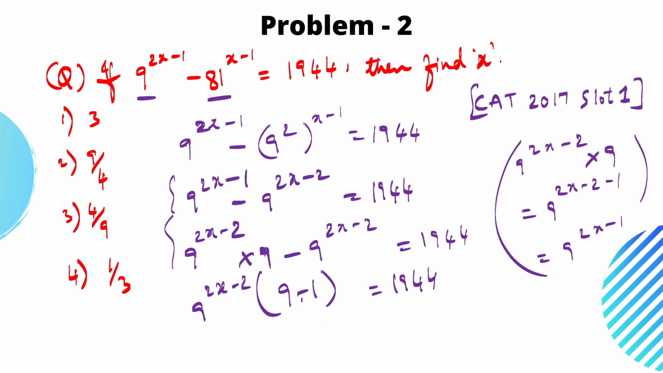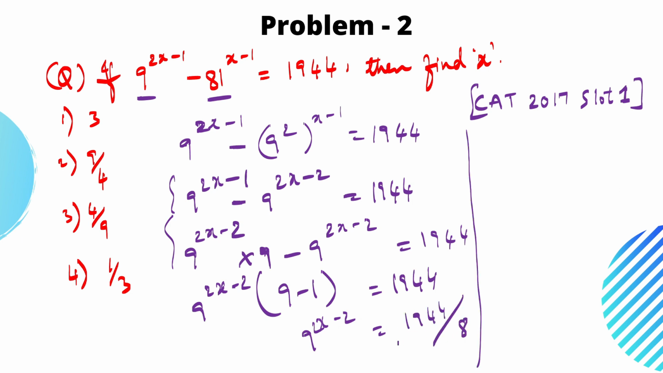If we bring 8 to this side, we'll have 9 to the power 2x minus 2 is equal to 1944 by 8. So 1944 by 8, this is equal to 243. You can use your calculator, guys, because it appeared in CAT, and CAT does give you a calculator. So how can we do this? 9 power 2x minus 2 is equal to 243.